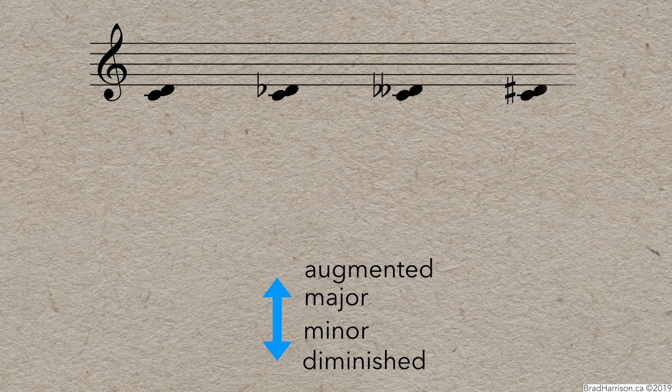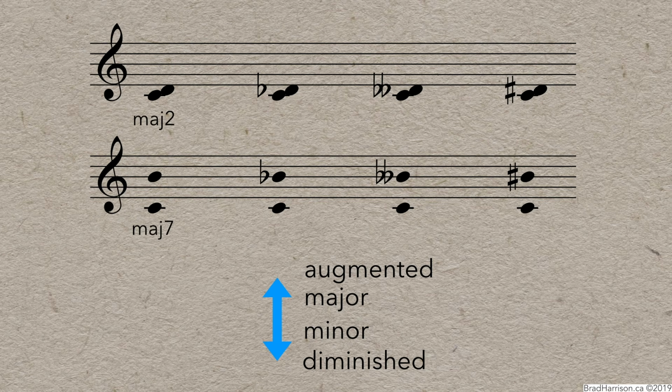These are all seconds and sevenths. As you can see, the major intervals are just as they appear in the major scale. The minor intervals are 1 semitone smaller. The diminished intervals are 2 semitones smaller. And the augmented intervals are 1 semitone larger.